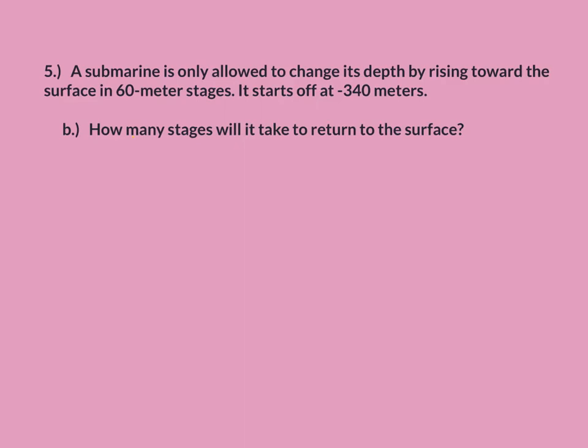Next part of this problem says, how many stages will it take to return to the surface? Well, I'm going to use that work that I just did because I know that after 4 stages, I was still at negative 100 meters. So if I take negative 100 and I add 60 to it, now these are getting easier to do. You should be able to recognize and do that in your head. The difference of 100 and 60 is 40. I'm still negative. So that's, of course, 5 stages.